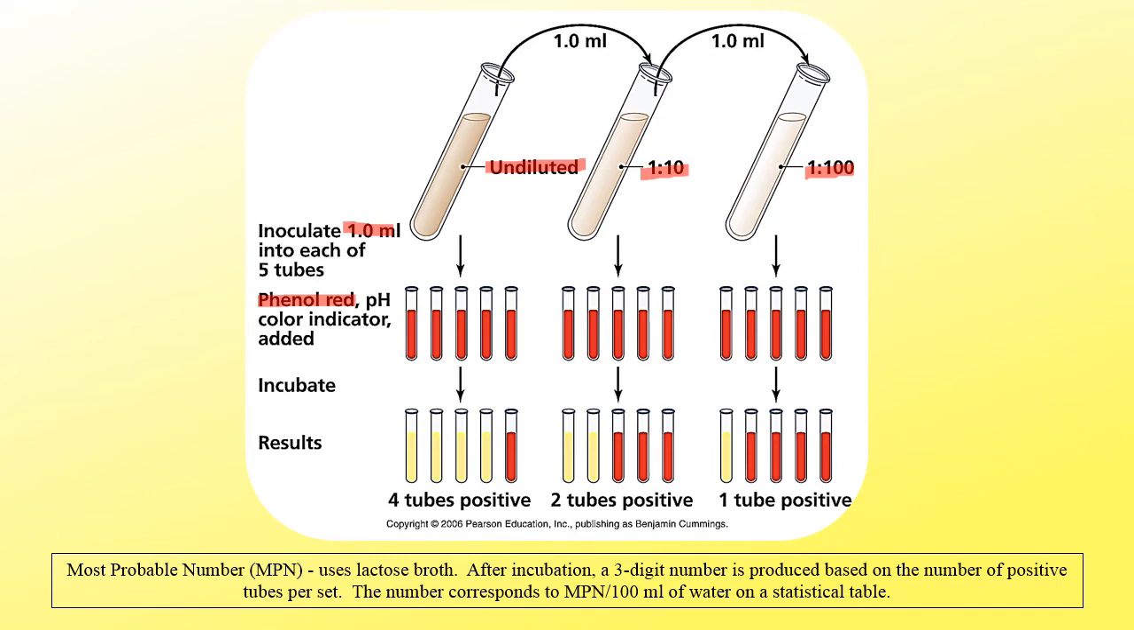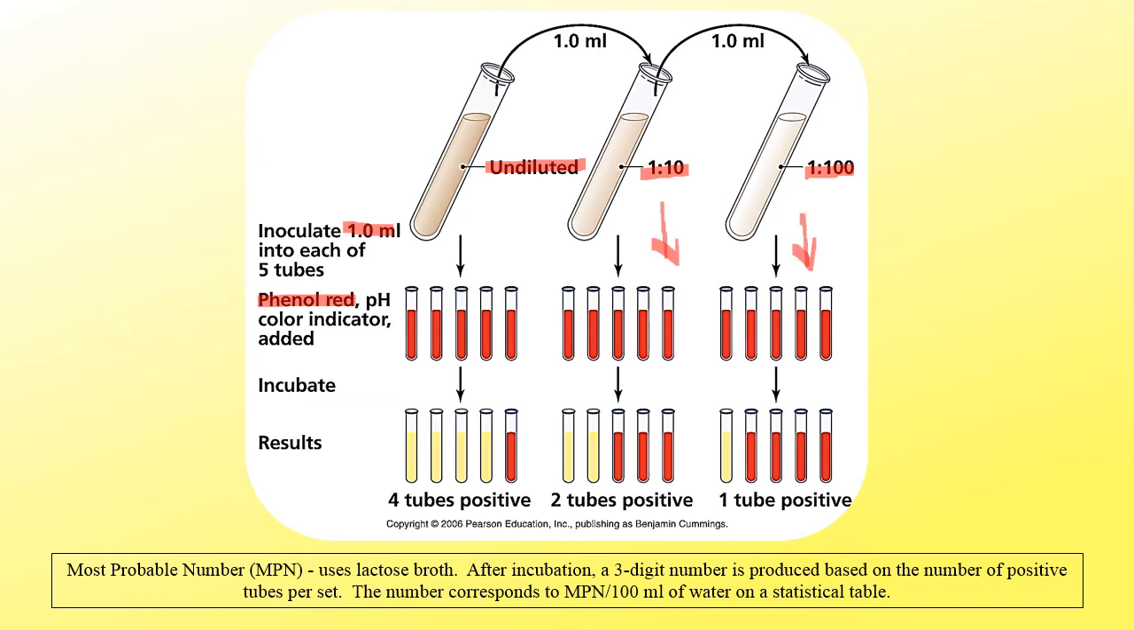So the function of phenol red here is as a dye, an indicator that tells you whether the bacteria grow or not. If the bacteria doesn't grow, the phenol red will retain its red color. If the bacteria grows, the red will turn into yellow. Okay, so we transfer the one diluted as well.